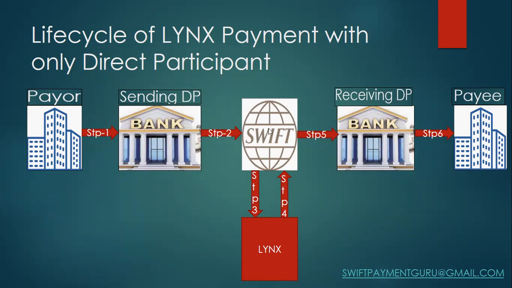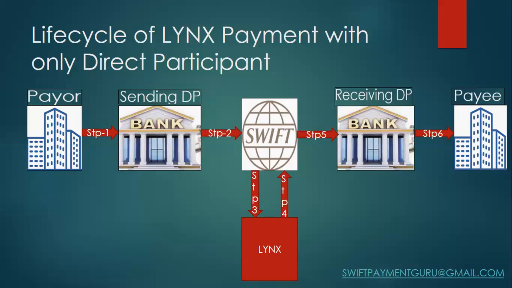Now Swift is being used in order to send and receive the messages, right? So in step number 2, it will send the customer credit transfer payment message, whether it be ISO 20022 or the MT103. Right now the transformation is going on, so the MT103, in this example, will be received at the Swift network. On receiving this message, Swift will copy some of the fields of the message, for example the sender bank, sender payer, sending direct participant, receiving direct participant, pay amount, and date, right?